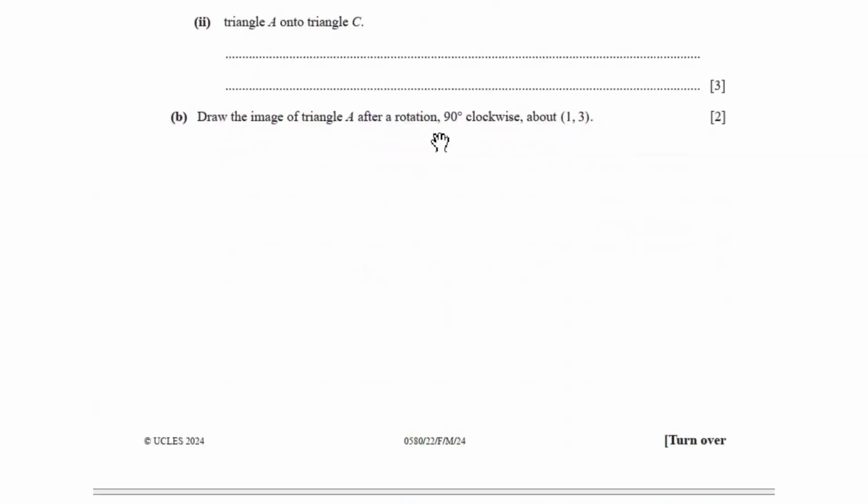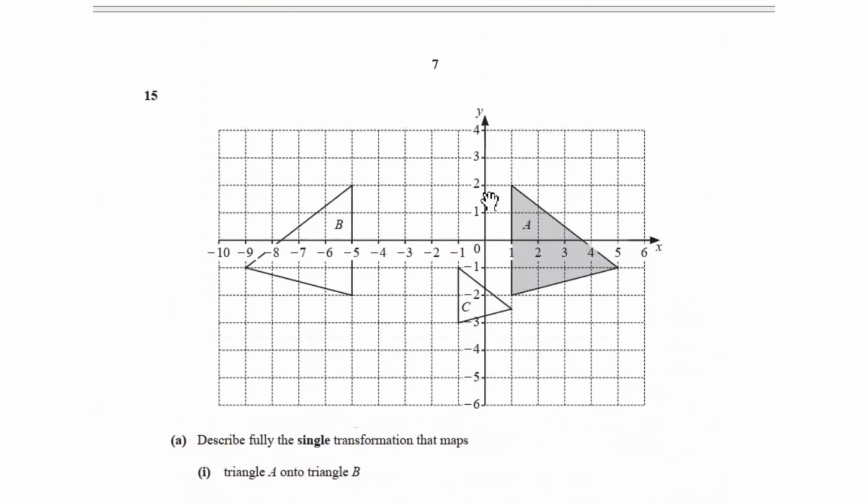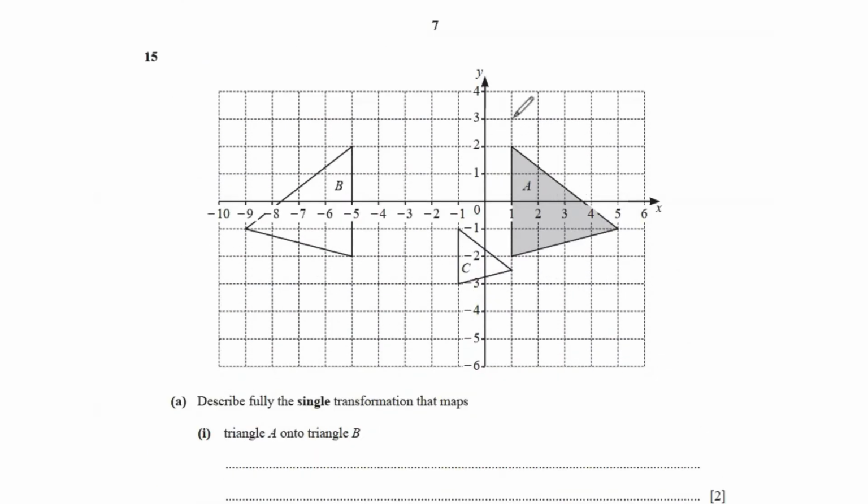Then it says draw the image of triangle A after rotation 90 degrees clockwise about 1, 3. About 1, 3, that is your center of rotation. And we're rotating triangle A 90 degrees clockwise. The 90 degree clockwise means that it's going to be over here. So if this point is 1, 1, it's going to be 1, 1 over here as well. So this is where this point will be.